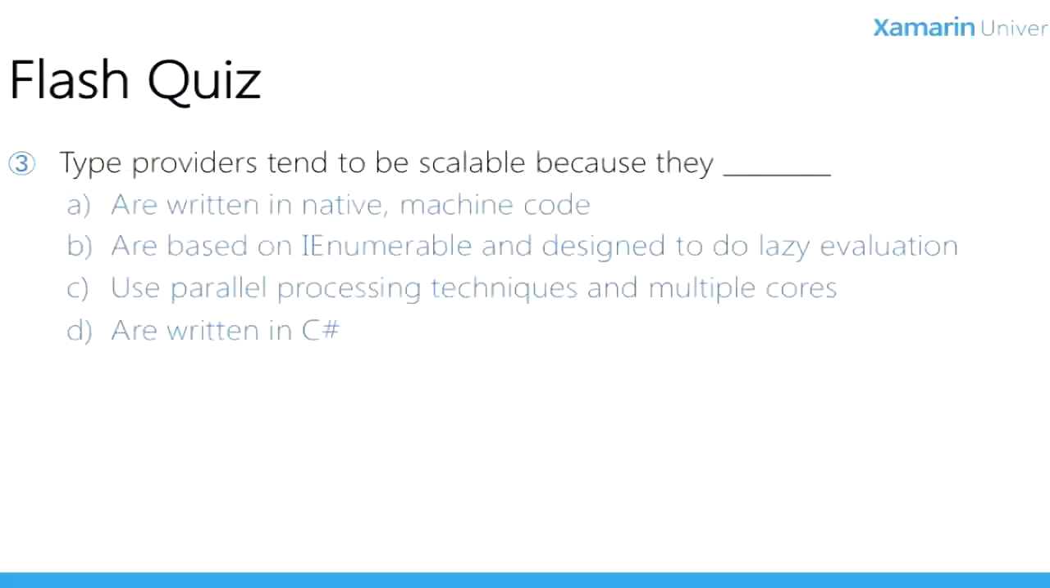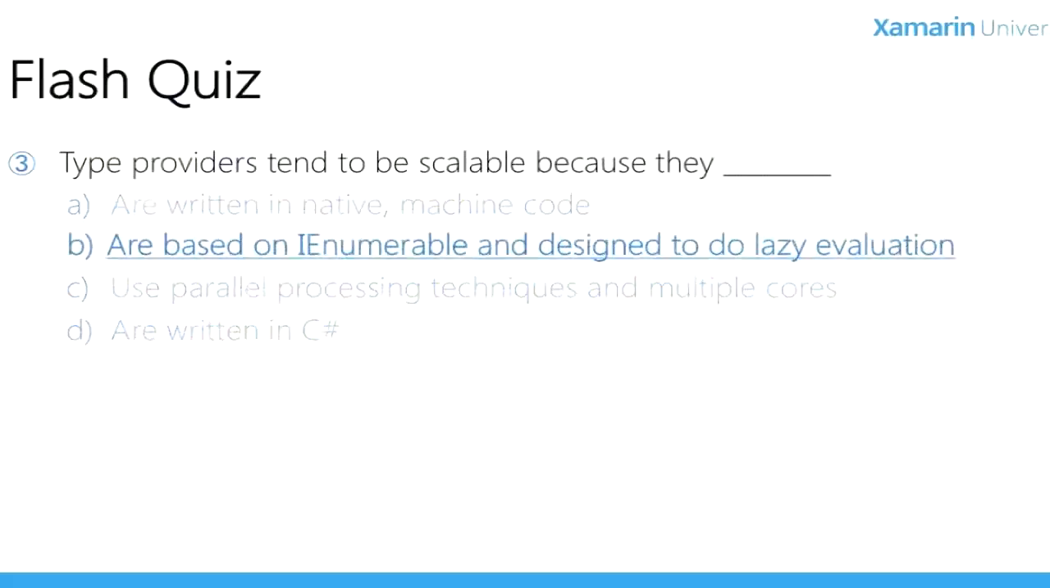Question 3. Type providers tend to be scalable because they are A, written in native machine code, B, are based on IEnumerable and designed to do lazy evaluation, C, use parallel processing techniques and multiple cores, or D, are written in C#. And the answer is B. They're based on IEnumerable and designed to do lazy evaluation.